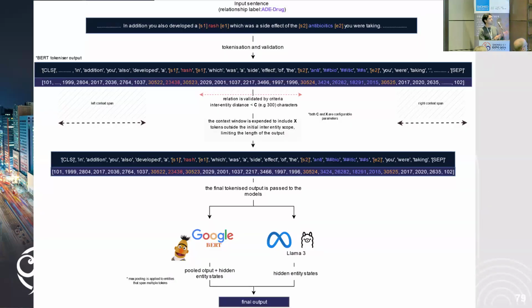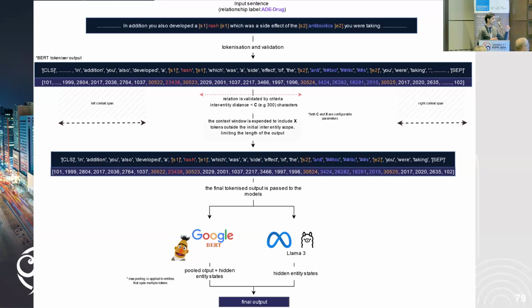This is a quick walkthrough of the data: given the input sentence, we tokenize it, and upon tokenization, as Vlad mentioned, there are certain constraints. After these constraints have been satisfied, we only take the tokens in the context window. We wouldn't want to pass 1,000 or 2,000 tokens when not required. So we only take X tokens left and right to the medical entities in question, and then pass it through to the models, both BERT and Llama.